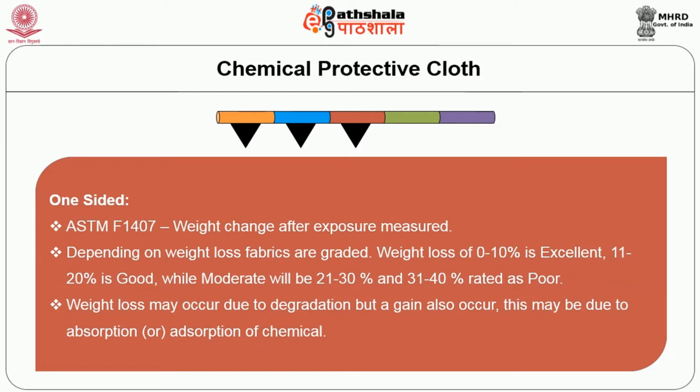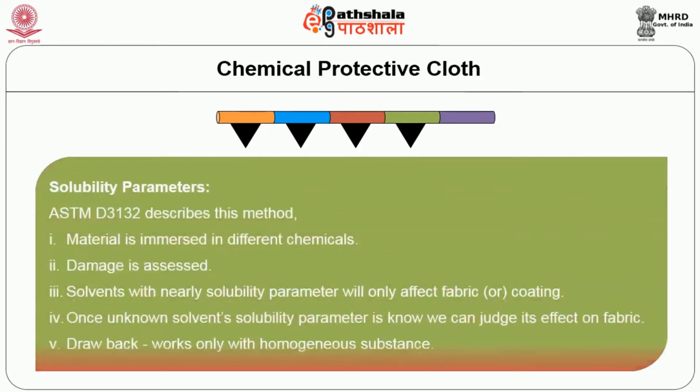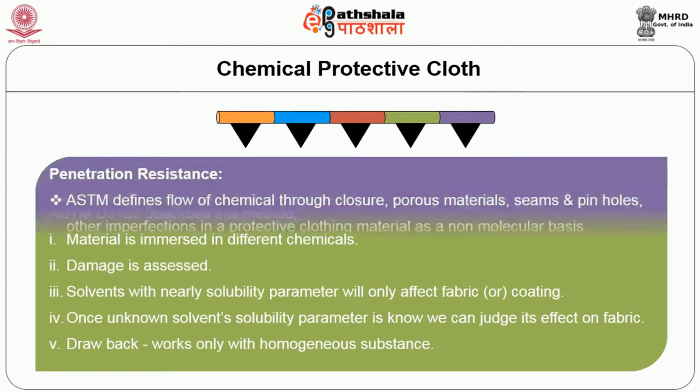The last one for chemical protective fabrics is solubility parameters. ASTM D3132 is a standard test method for solubility parameter and follows a simple procedure. Material is immersed in different chemicals and damage is assessed. Solvents with a solubility parameter nearly that of the woven fabric cause the most damage. Once an unknown solvent's solubility parameter is known, we can judge the effect on the fabric.